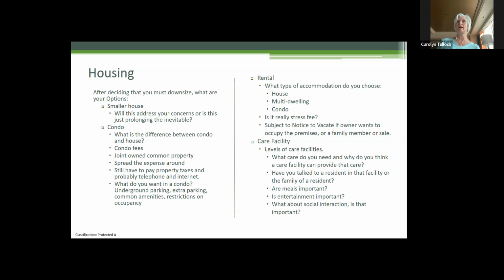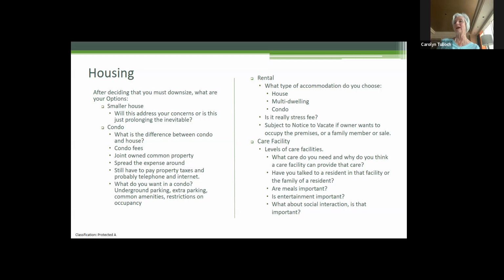Now, if that life doesn't suit you, people have come to me and say, I just want to rent. I don't want to be responsible for the house anymore. I don't want to have to look after anything. So I'll just rent. The problem with renting is that you're at the mercy of your landlord if, in fact, they decide to sell the property or they want a family member to move in. So is rental really stress-free? If you're moving because you want stress-free living, really check that option out.